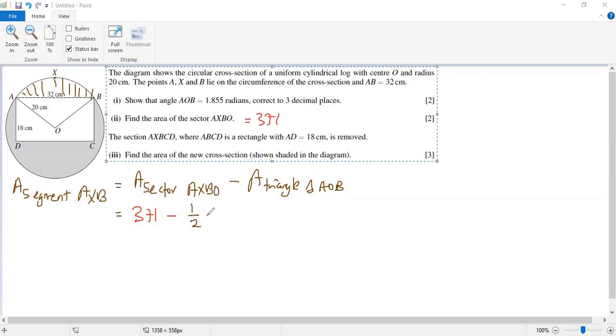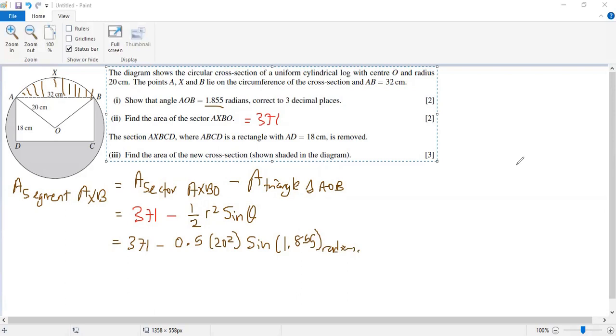So we want to use the area of a triangle formula, which is half r square sine theta, in this case. Theta in radians or in degrees, sorry. Normally in degrees, but it doesn't matter. You can change the angle to radians. So 371 minus 0.5, the r is 20, radius squared, sine of 1.855. Your calculator does input radians, so let's say I change the mode to radians and calculate this.